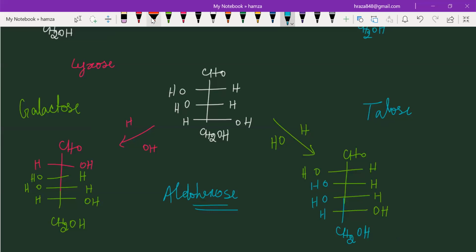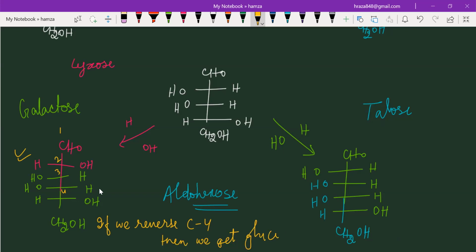You know what is the difference between these two? It's very important. Galactose, if we reverse C4, that means basically this is carbon 1, this is 2, this is 3, this is 4. If you are going to reverse C4, then we get glucose. Yes or no? Glucose has a structure, you can see. Yes, sir. OH is there. Yes. Please write it.